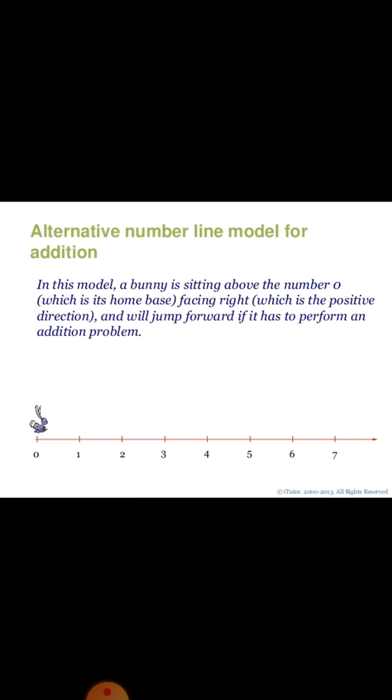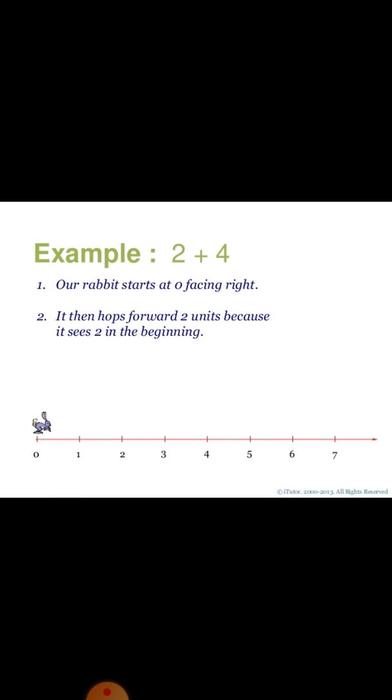Alternative number line model for addition. In this model, a bunny is sitting above the number 0, which is its home base, facing right, which is the positive direction, and will jump forward if it has to perform an addition problem. First of all, our rabbit starts at 0 facing right. Number 2, it then hops forward 2 units because it sees 2 in the beginning.